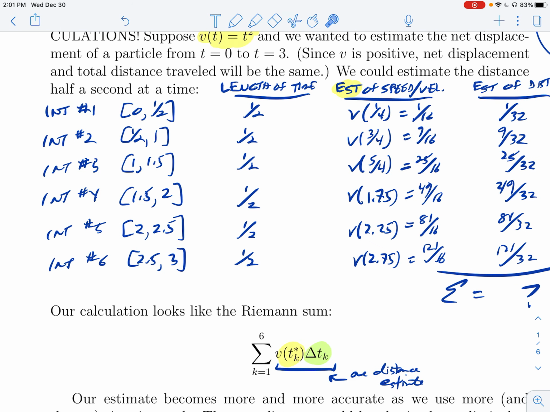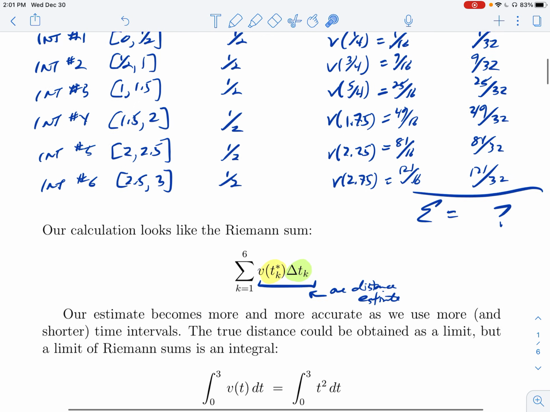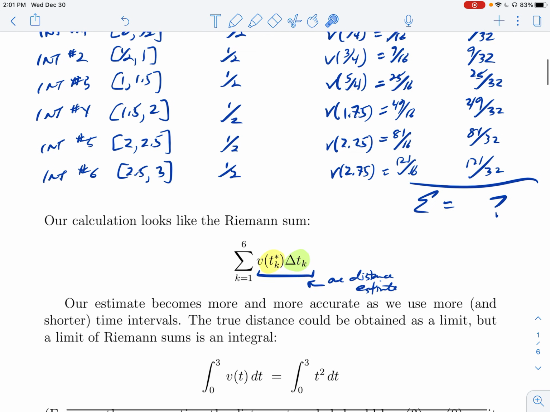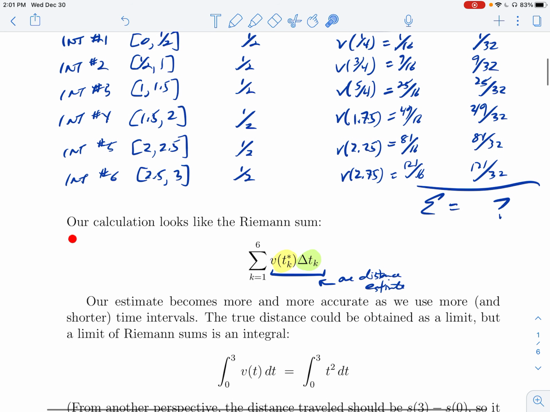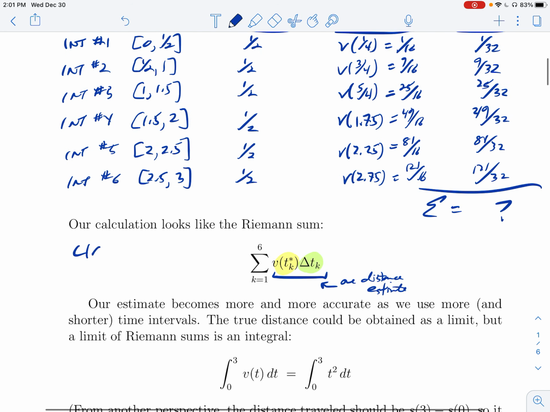So if we wanted to make this more accurate, what could we do? We could squeeze the time intervals really, really close. Just a tiny fraction of a second, how far does it go then? That would be more accurate, and we could run a limit. So the limit of this process, right, the limit of Riemann sums gives us a definite integral.